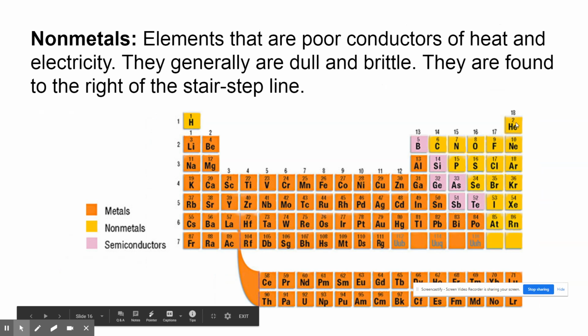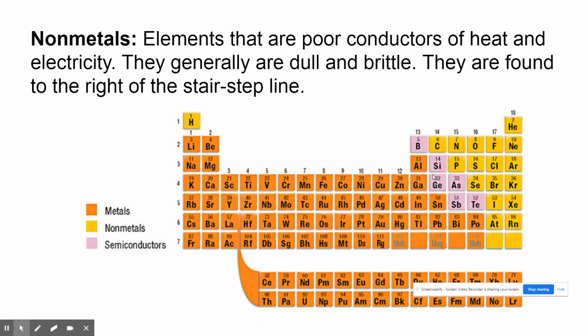Non-metals, again, these are the yellow parts here on this periodic table. They sit to the right of the stair-step line. They're poor conductors of heat and electricity. They're generally dull and brittle, so that means they can break. They're not shiny. They're found to the right of the stair-step line.